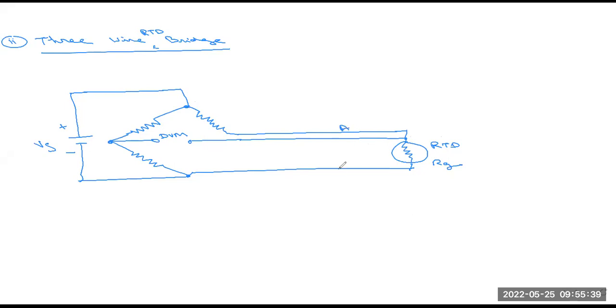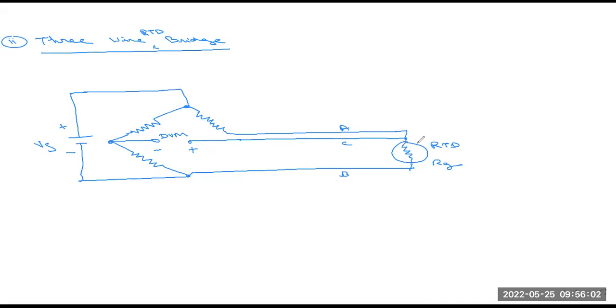So this is A, B, and C. These A, B, C are basically the different compensation lines or compensation leads, where the RTD resistance is connected. But the principle of operation is the same.